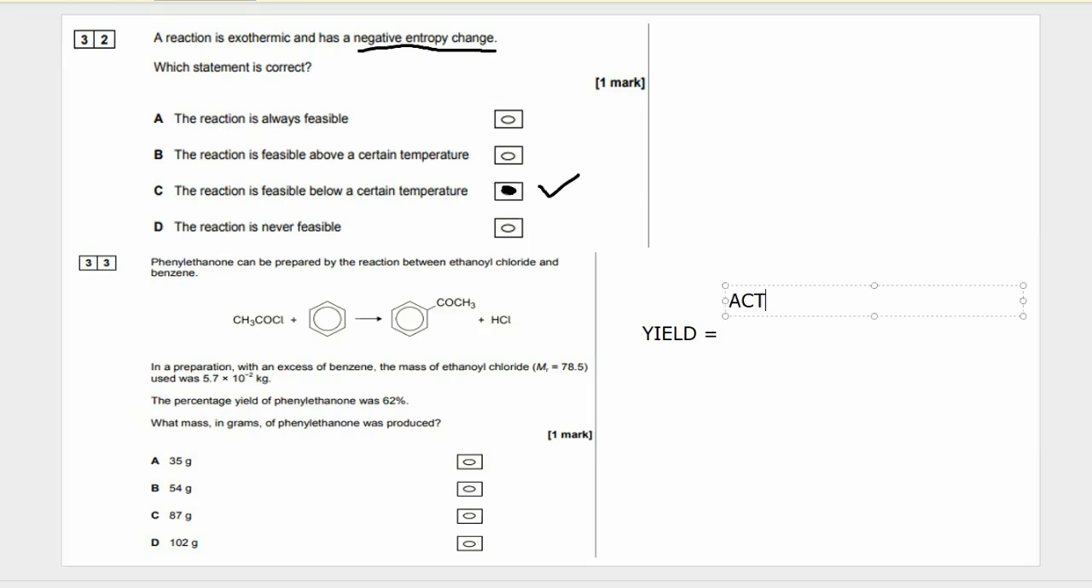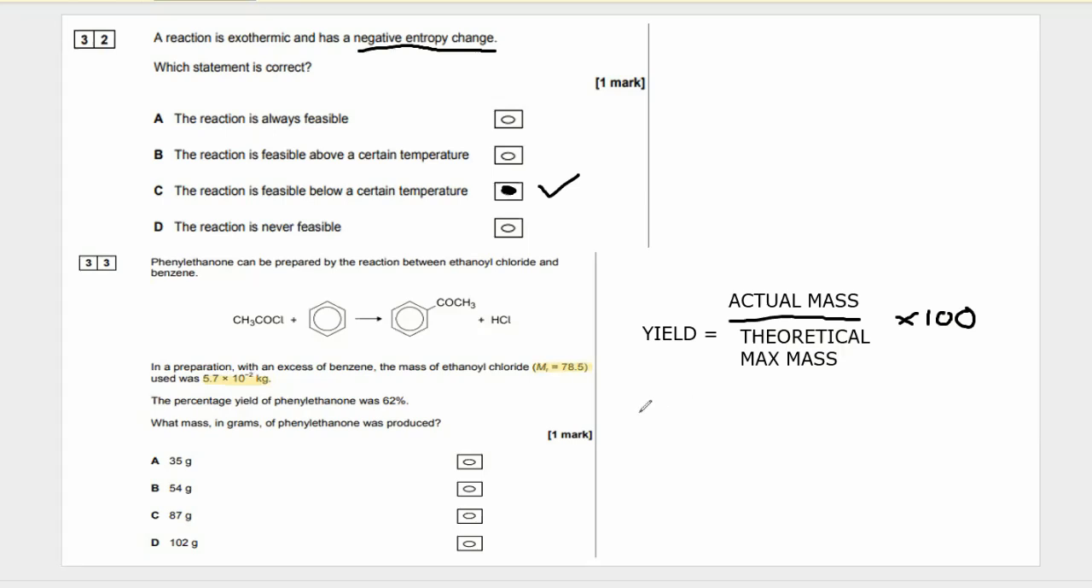Now, the mass is in kilograms. And they want us to work out the actual mass in grams. They've given us percentage yield, so we need to use the percentage yield calculation. Remember, yield is actual mass over theoretical maximum mass times 100. So we need to work out the actual mass. We can calculate the theoretical mass by working out the moles of ethanoyl chloride, which is in a one-to-one relationship with the product, the phenylethanone, and therefore we'll know how much we should make, the theoretical mass. We can bung it into our calculation, rearrange, and find the actual mass.